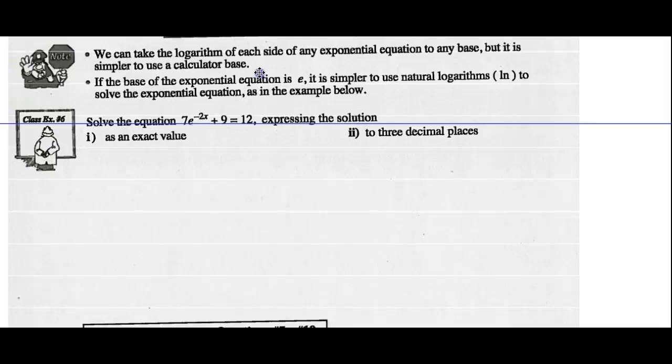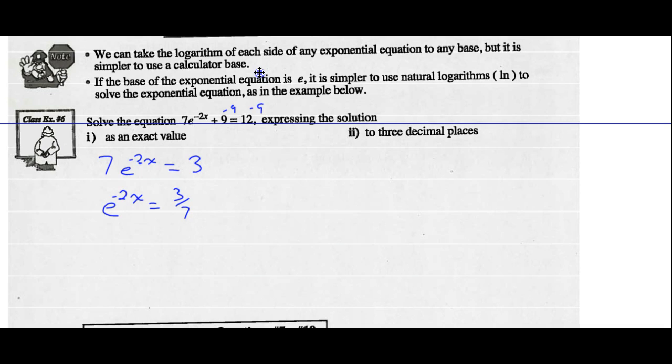All right? So step 1, let's get this equation so I've got e to the exponent negative 2x all by itself. So step 1, I'm going to minus 9 from both sides of this equation. So I've got 7e to the negative 2x would equal 12 minus 9, or 3. I'm going to divide both sides by 7. So e to the negative 2x is going to equal 3/7.